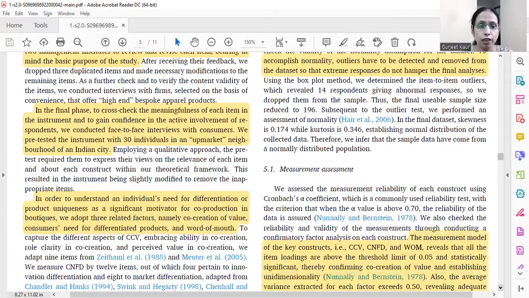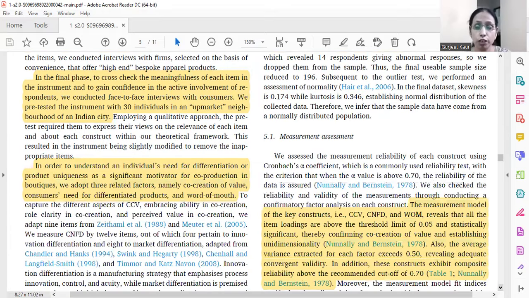In the final phase, to cross-check the meaningfulness of each item in the instrument and to gain confidence, we pre-tested the instrument. Earlier we had face-to-face interviews with the consumers, and we pre-tested the instrument with 30 individuals in an upmarket neighborhood of an Indian city.